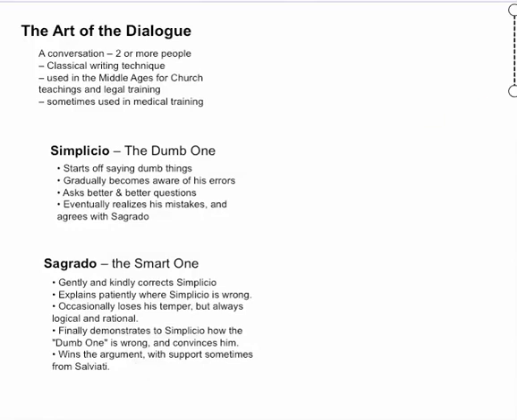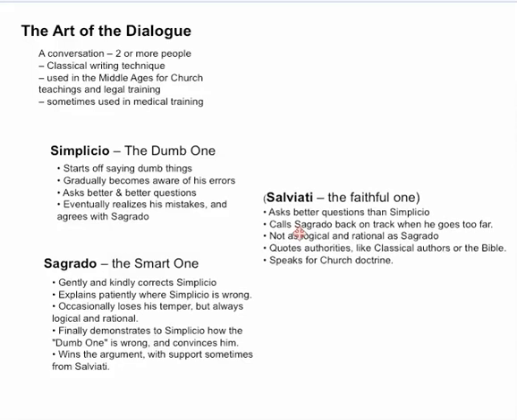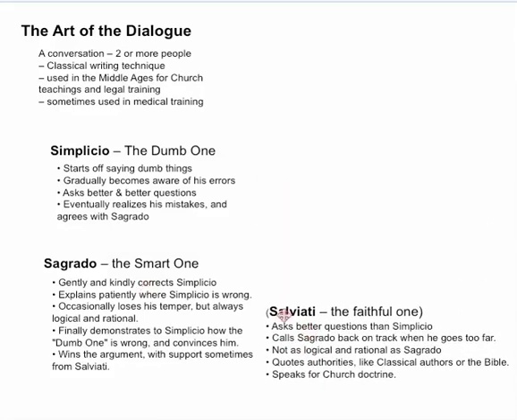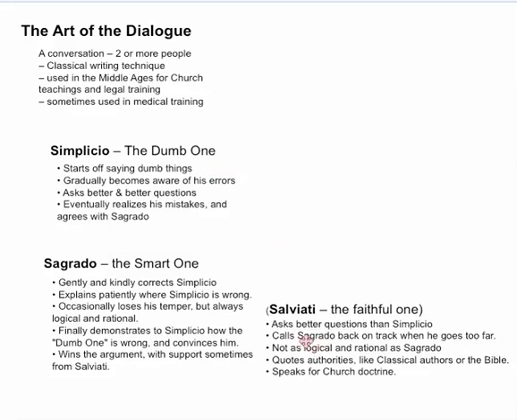In some dialogues, although not in all, there's a third character, Salviati, the faithful one. And Salviati asks better questions than Simplicio, but he's prepared to be persuaded by Sagrado, and he generally speaks for church doctrine and classical authors. I'm not asking you to write including Salviati, but in the long run it may be helpful to know that a third character is okay. It's just important to remember that it's usually a tag team job. Salviati and Sagrado are always on the same side, and Simplicio, the dumb one, is the one who's brought around.